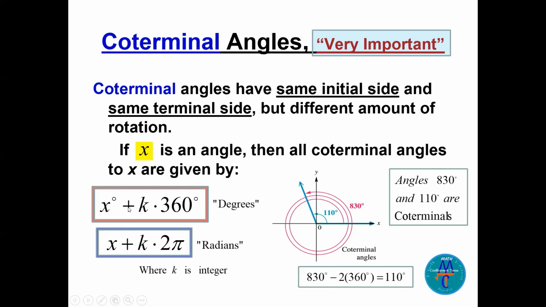You say x degrees plus k times 360. K is an integer, so you can put k as 1 or 2 or 3 or 4. Integer, you cannot put a fraction like half. Or you can put -1, -2, -3. Same thing, same formula, x plus k times 2 pi. This is in radians. If the angle x is in radians, you can add k, the same k integer, times 2 pi. There are many examples in lecture number 9. You can check if you like.